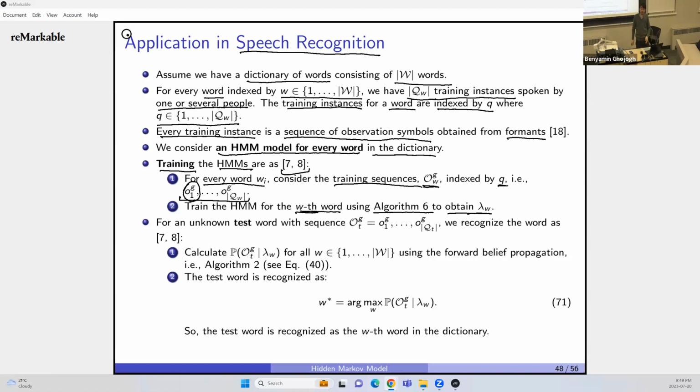Interesting. And then in the test phase, for an unknown test word, we have trained HMMs for all of the words in the dictionary. Now a piece of speech comes as the word, right? I want to estimate what word it is. Speech recognition, right? We want to recognize the speech.